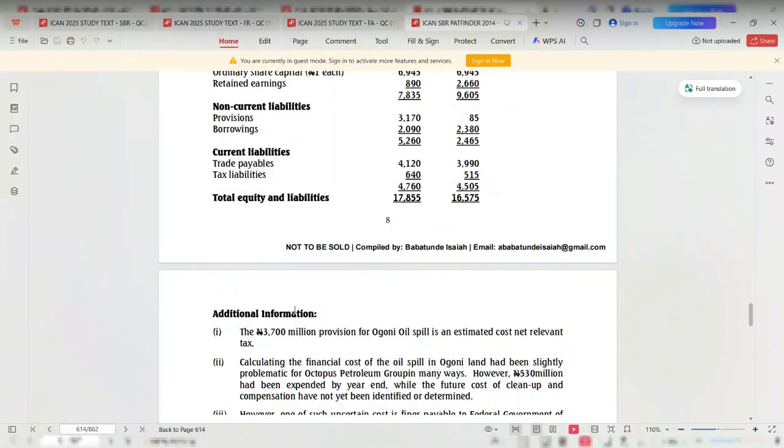All right, so additional information. The 3,700 million provision for Ogoni oil spill is an estimated cost net.